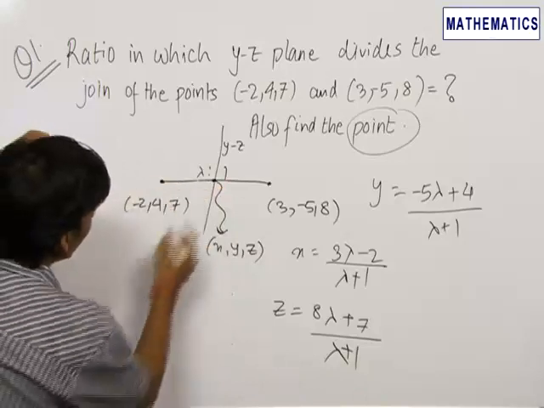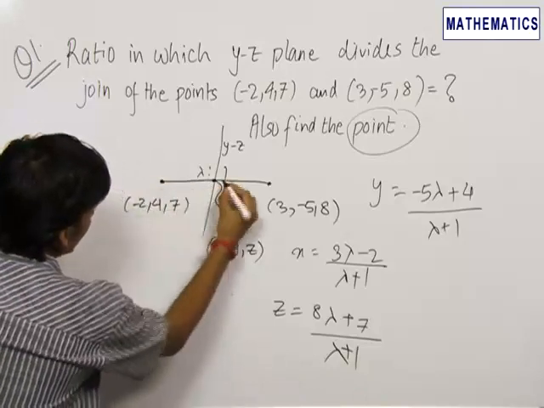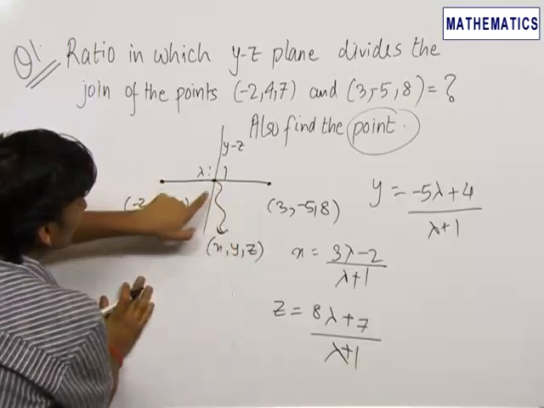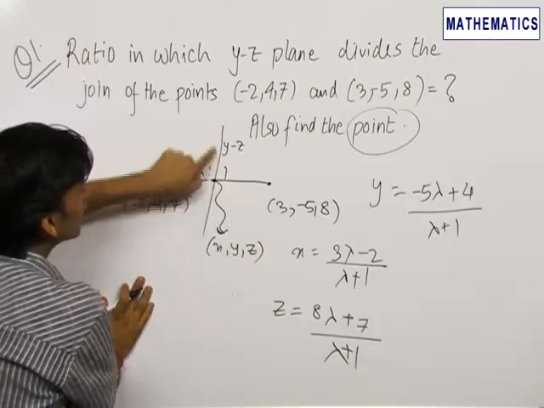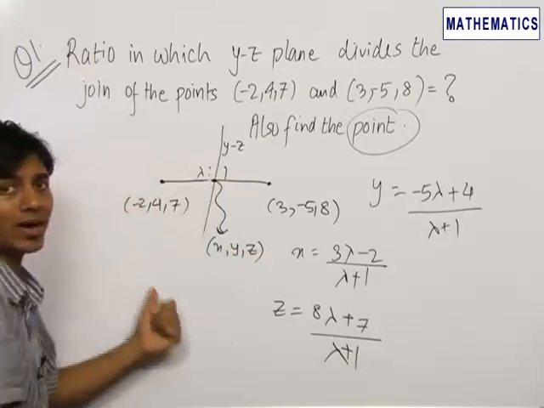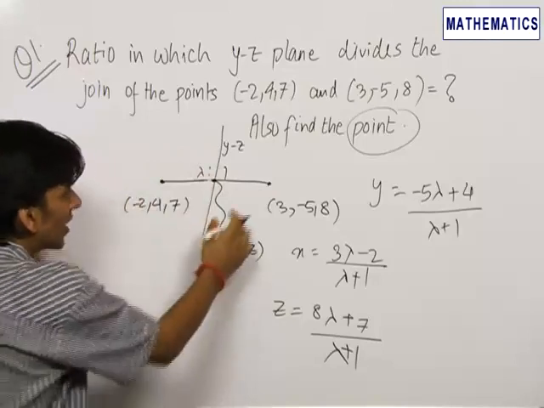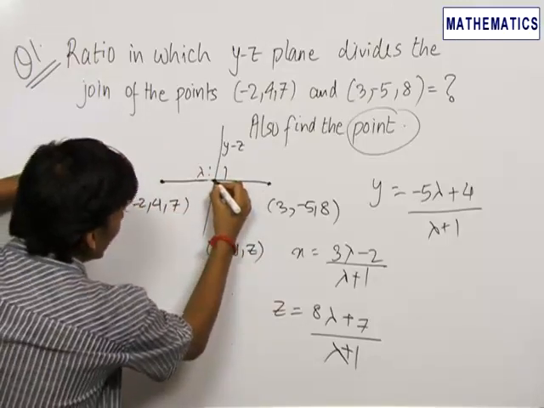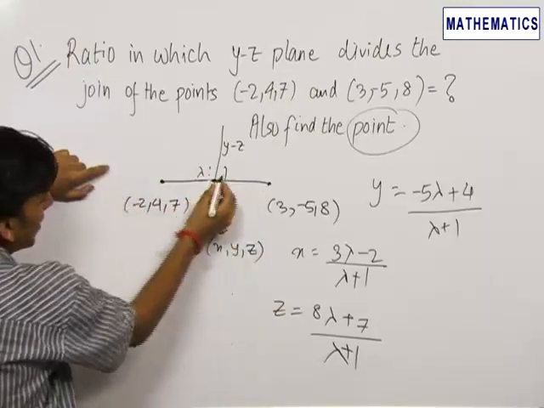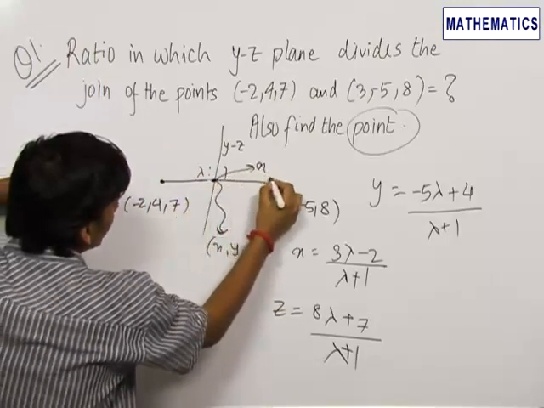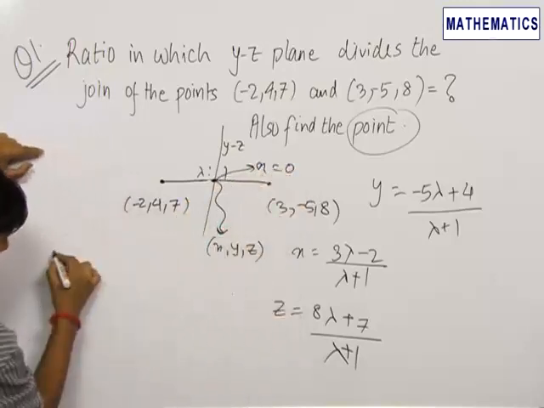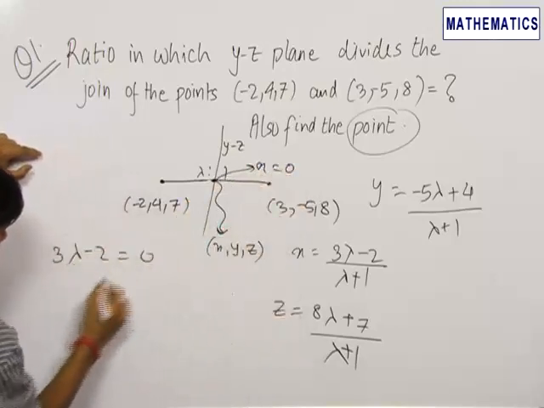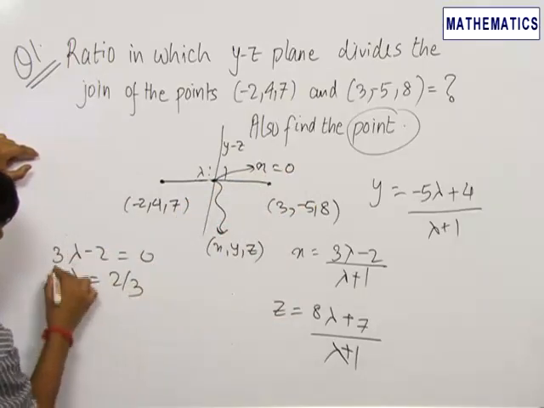Now to find this point, we need one more equation, which can be easily found. This point has one more property: it lies on the YZ plane, and we have not applied this condition till now, so we have to apply it to get the final answer. Since this point lies on the YZ plane, its x coordinate will be 0. Therefore we can equate 3λ - 2 to 0, and we get λ equal to 2 by 3.